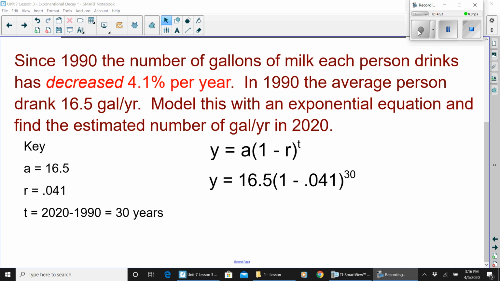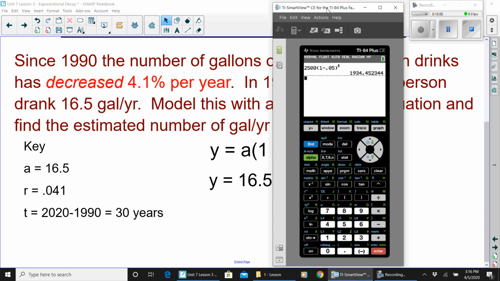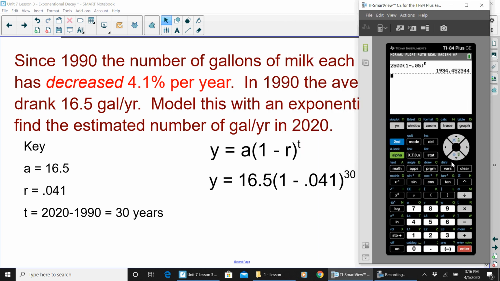So it's y equals 16.5 times 1 minus 0.041 to the 30th power. Hopefully you did this part already. You grab your calculator, clear that out, and you have 16.5 times 1 minus 0.041 to the 30th power. And you can press enter.